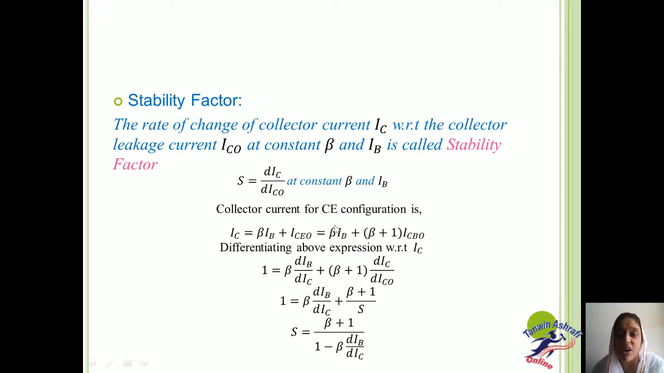Now, collector current in a common emitter configuration is IC equal to beta times IB plus ICEO, the collector emitter leakage current, which is actually nothing but (beta plus 1) times ICBO, the collector base leakage current. If we differentiate this equation with respect to IC, we will get 1 equal to beta times dIB/dIC plus (beta plus 1) times dICBO/dIC. This dICBO/dIC is actually nothing but 1 upon S. So we can easily write (beta plus 1) times 1/S. And rearranging the equation, we will get the stability factor S equal to (beta plus 1) divided by (1 minus beta times dIB/dIC).